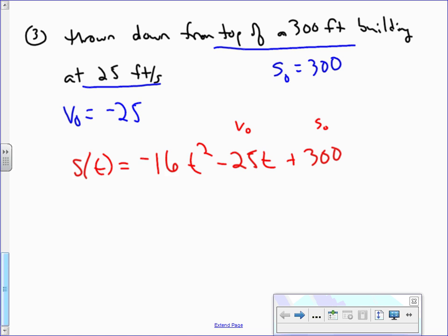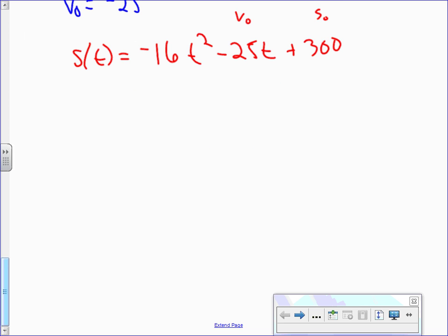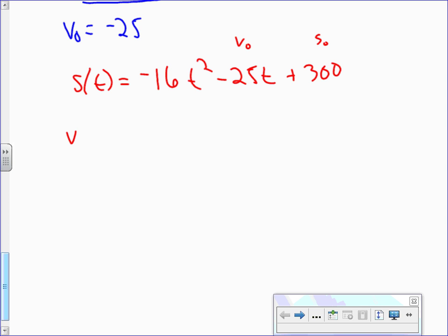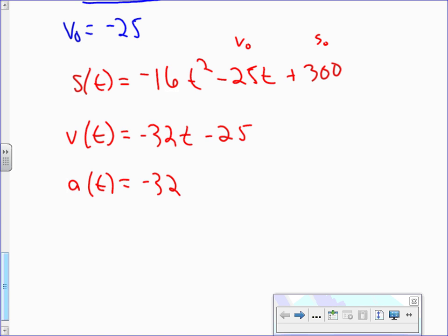Yes? Okay, once you have the position, once you know what the position is, you can tell me what the velocity is. The velocity is the rate of change of position. How is your position changing? That's called velocity, that's derivative. So take the derivative and you get negative 32t minus 25. And for all of these vertical motion problems, your acceleration is constant, and it should turn out to be either negative 32 if you're in the English system, or negative 9.8 if you're in the metric system.